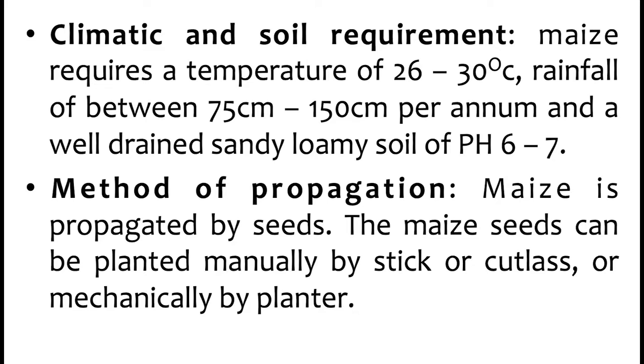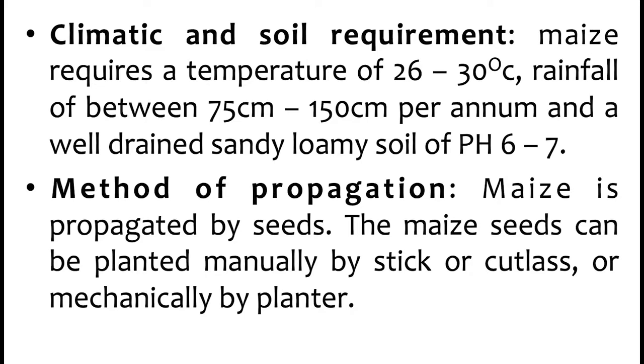The next one is the method of propagation. Maize is propagated by seed. We propagate maize by what? By its seed. So this maize seed can be planted manually. You can plant it manually by using your stick or hoe. You can also plant it mechanically by using what?